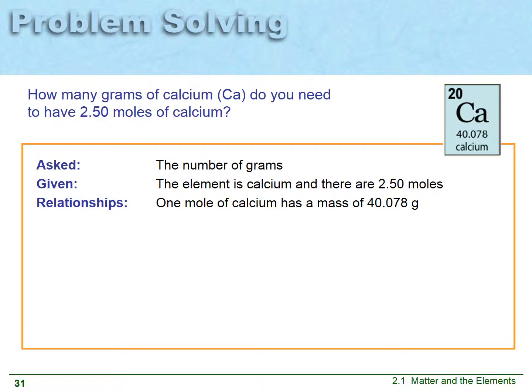Now we have a problem that gives us the number of moles, but wants us to find the number of grams. How would our problem solving here differ from the last problem? What is our conversion factor?